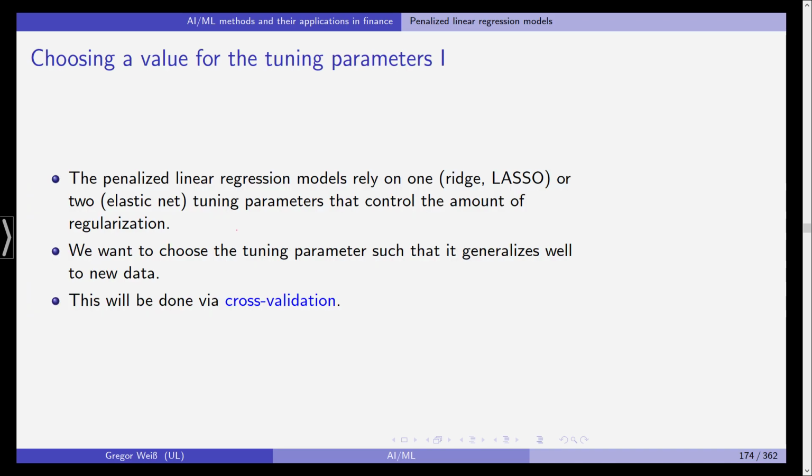Now, to use ridge or Lasso regression, remember that we have one tuning parameter, both in ridge and Lasso, and we have 2 tuning parameters in the elastic net, and we need to choose the tuning parameters such that it generalizes well to the new data, and this is done via cross-validation.